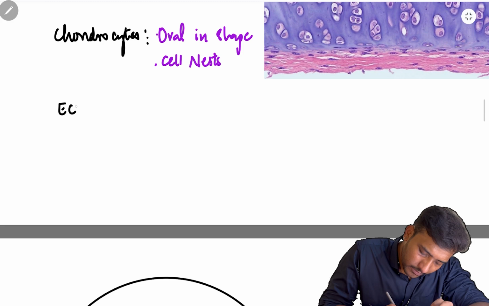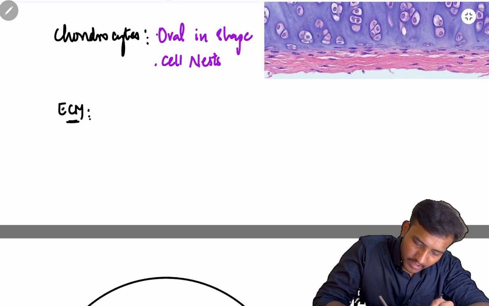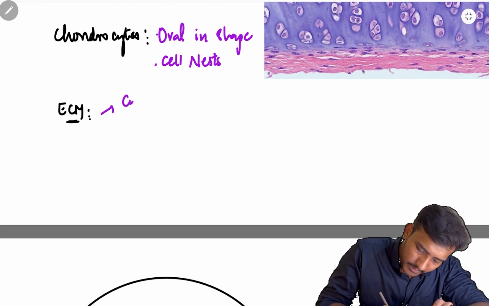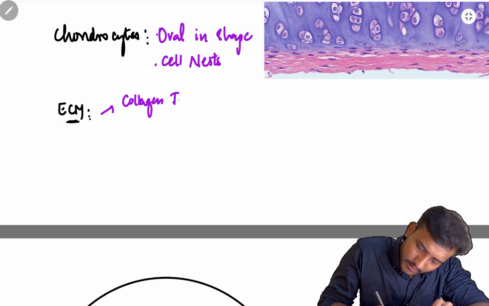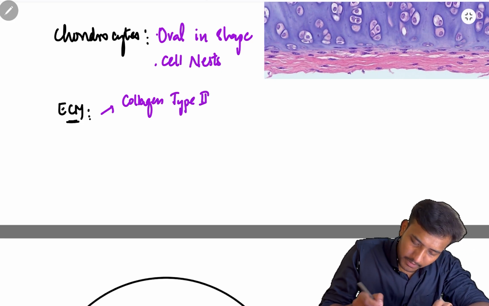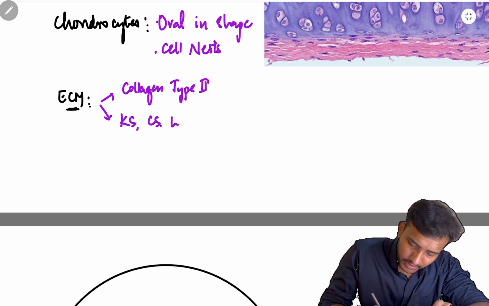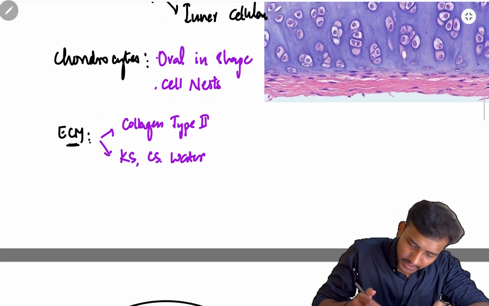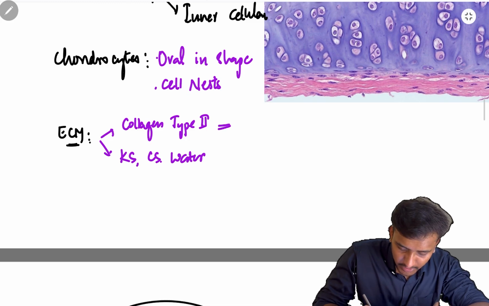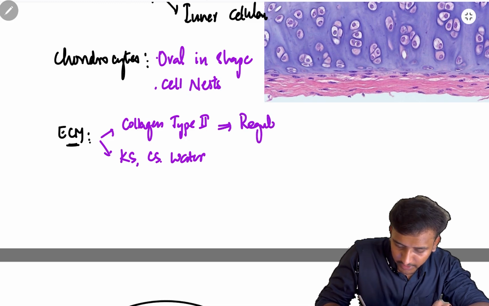Apart from that, you need to talk about the extracellular matrix which is present there. I already told you the hyaline cartilage will have collagen type 2, right? Apart from that, you will have your chondroitin sulfate, keratin sulfate, everything, and water as well. Now please remember, guys, these collagen fibers present over here are regularly arranged.